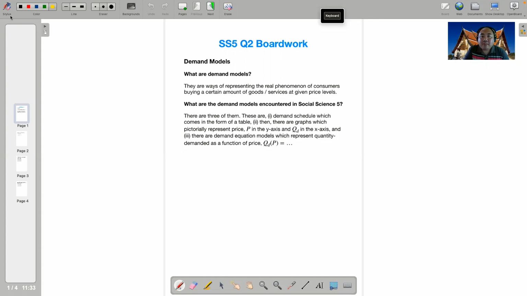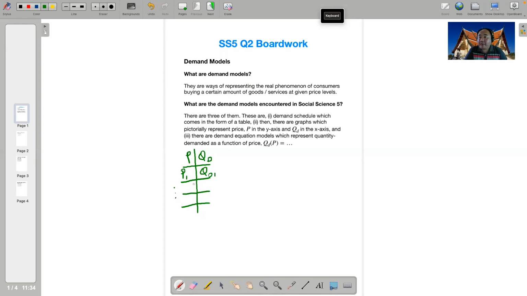What are the demand models that we usually encounter in SOCSI 5? There are three of them. This is the demand schedule, which comes in the form of a table, which I guess you have all been familiar with already. So you have a table where there is price on one column, and then quantity demanded on the other column. At P1, you have a certain quantity demanded one, and so on.